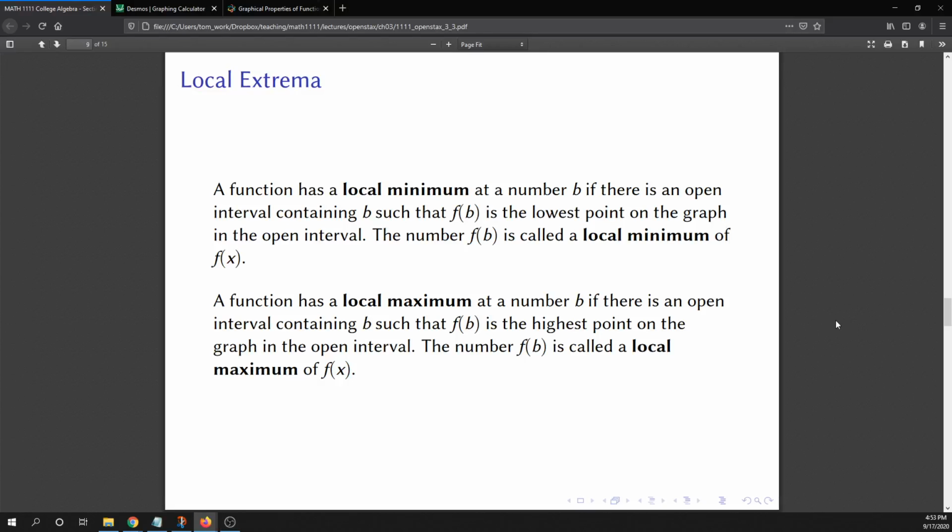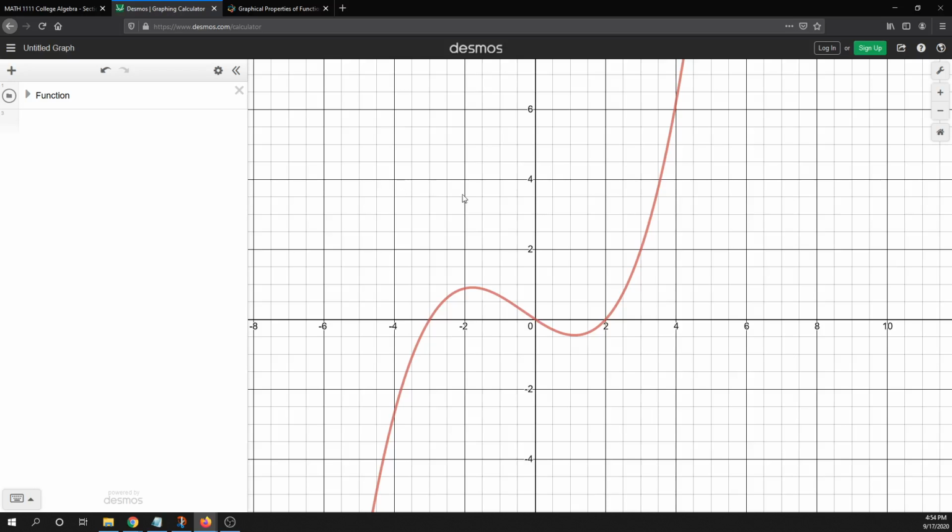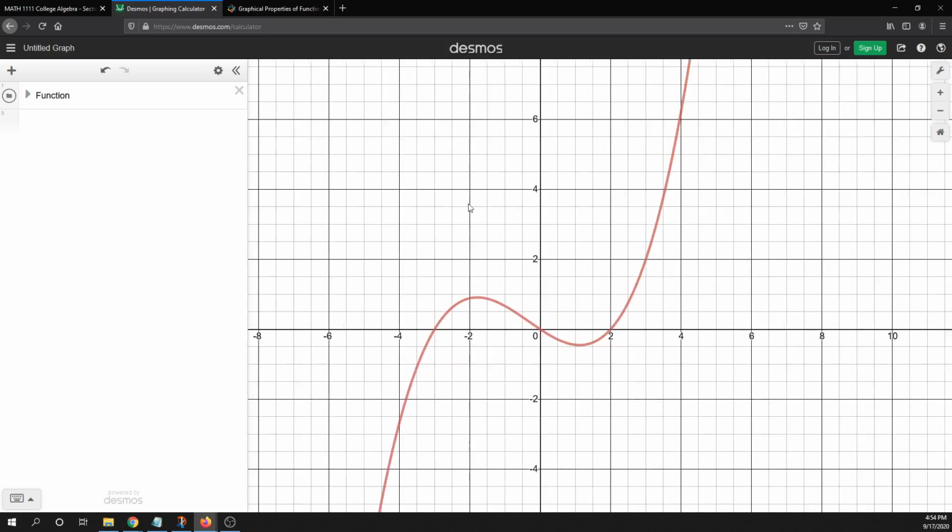All right, in this video, we are going to talk about local extrema. So a function has a local minimum at a number if there's an open interval containing the number such that the y value is the lowest point on the graph in that open interval. So that would be called a local minimum. And then we have a similar definition for local maximum.